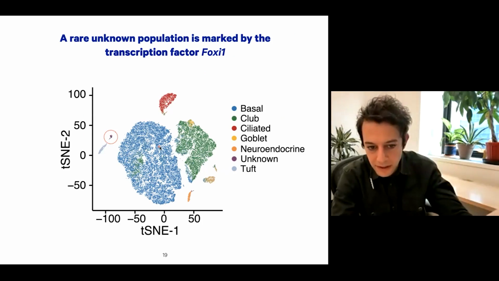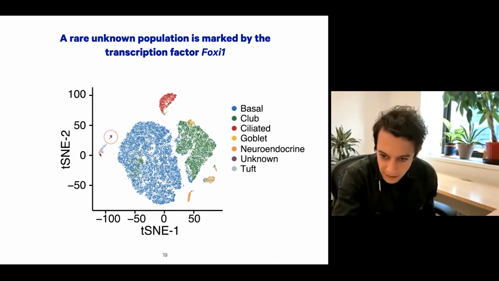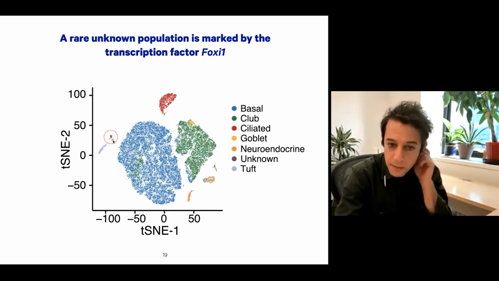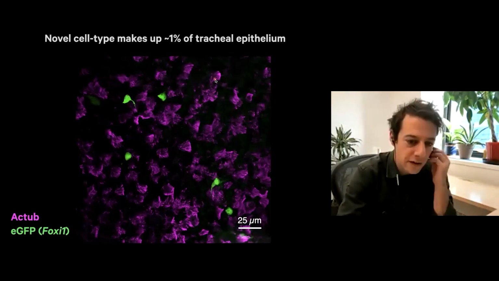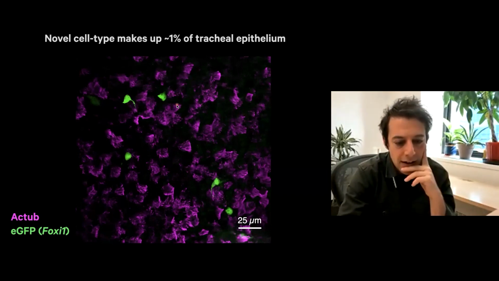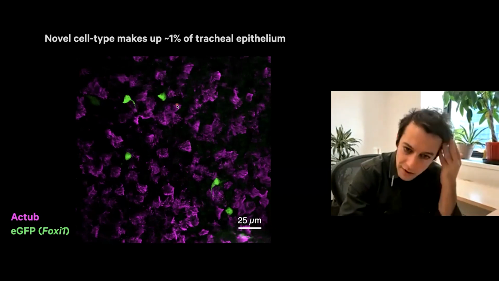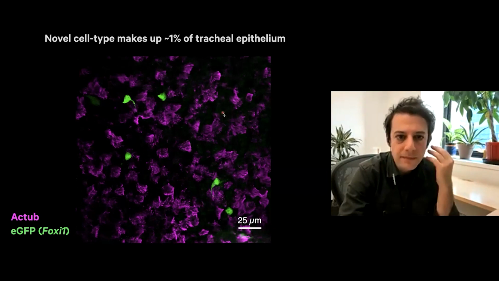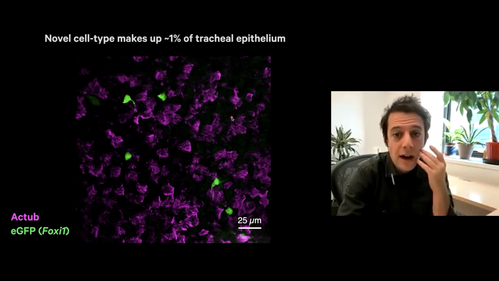So another population that I haven't yet mentioned was detected. So we've got basal cells, club cells, ciliated cells, tuft cells, neuroendocrine cells, and then this purple population, which we hadn't yet identified, and it was marked by the transcription factor FOXI1. So in Jay Rajagopal's group, they generated a FOXI1 EGFP mouse, and then they could do whole mount stains to observe these cells. And they confirmed what we observed in the single cell data, which was that there is a FOXI1 positive cell, which makes up about 1% of the tracheal epithelium.